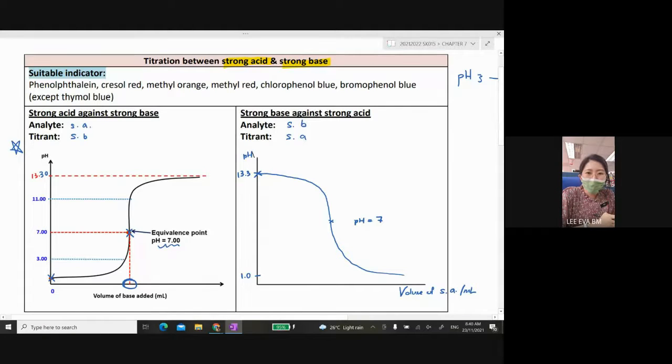All right, so this is the titration curve if you have analyte as the strong base, titrant as the strong acid. So it will be inverted. Okay, the curve will be terbalik lah. Depends which one is your analyte and titrant.